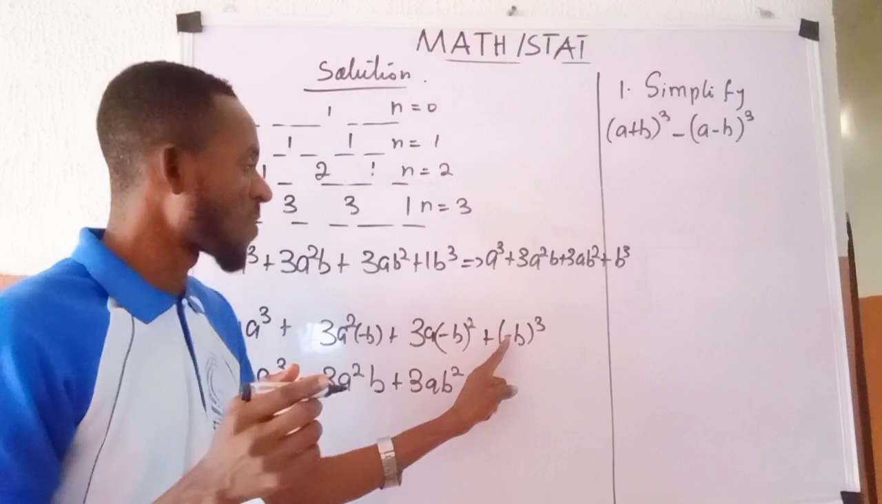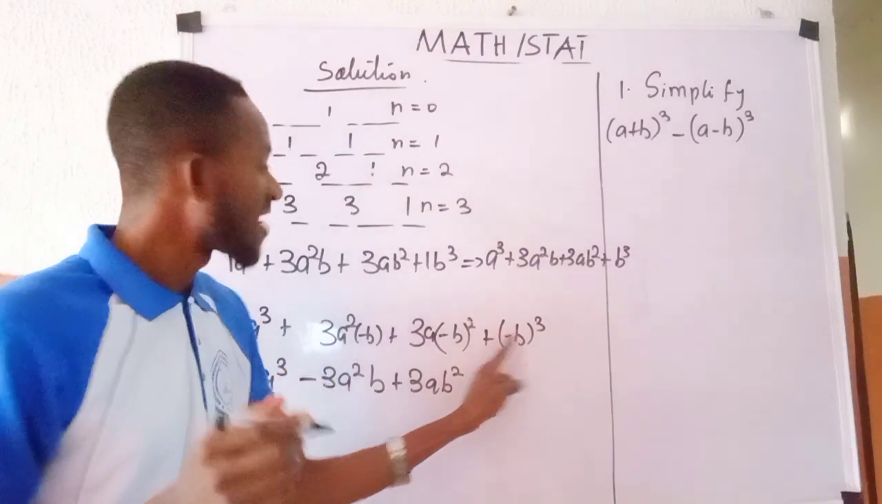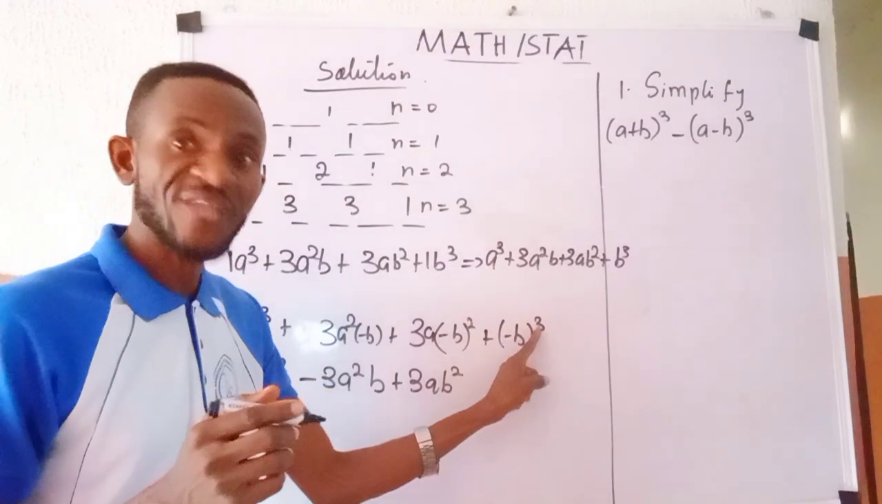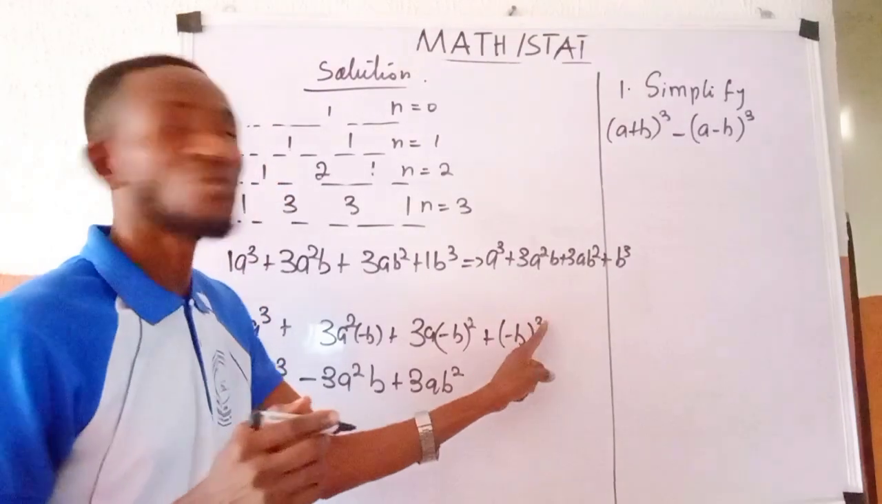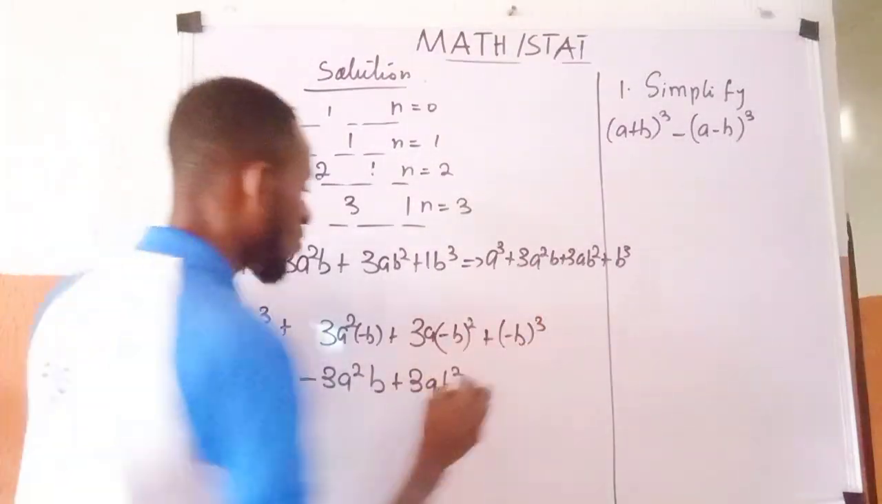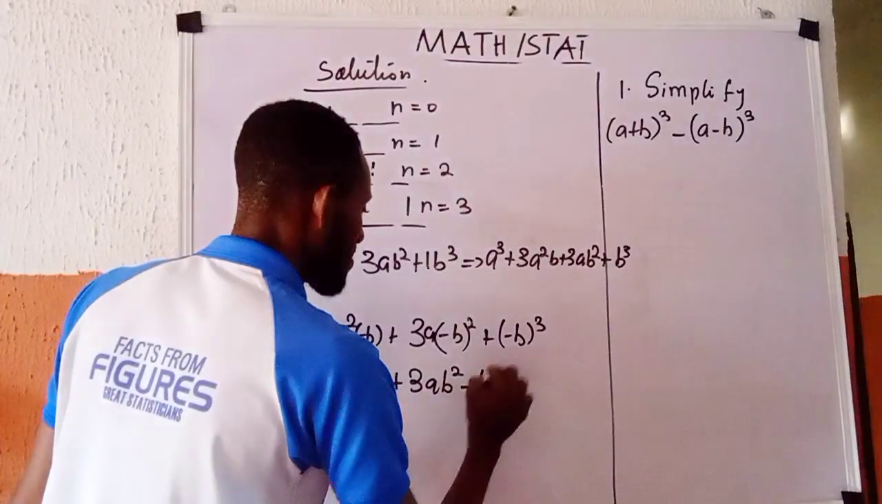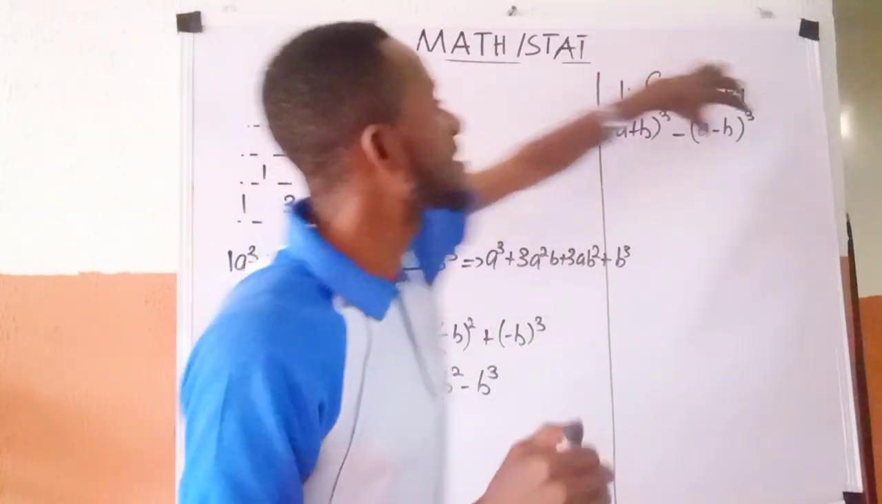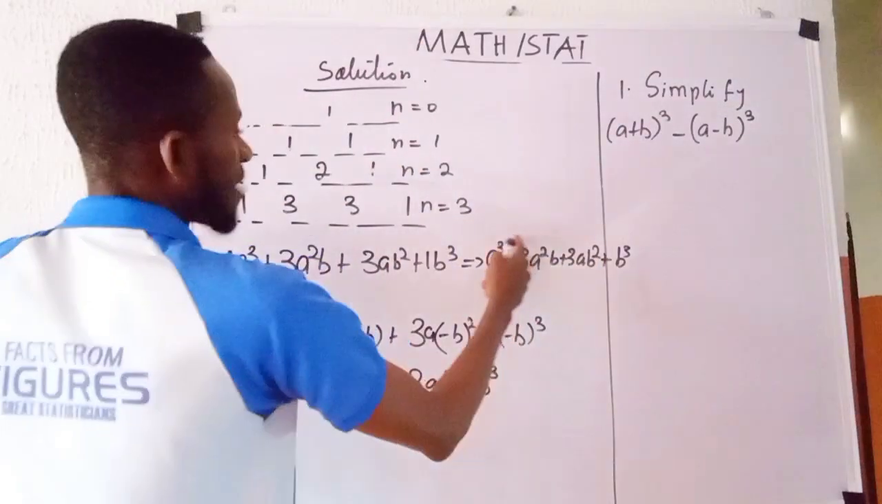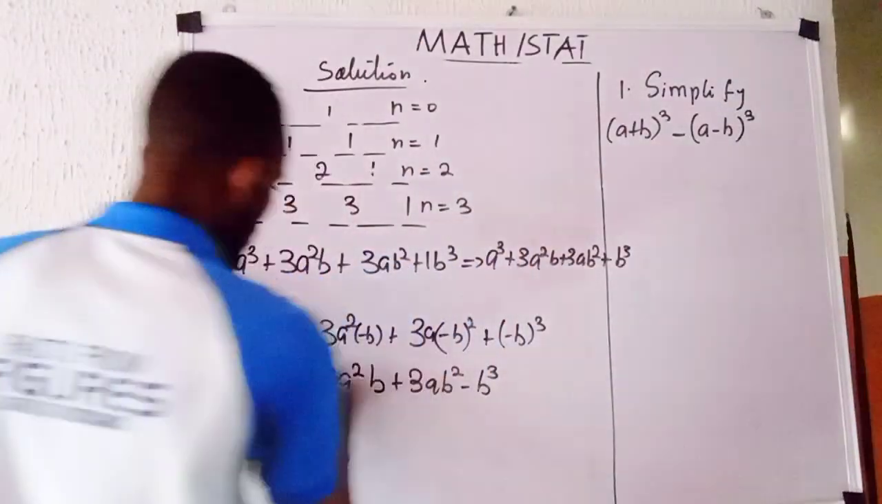Then here I have minus, and here is an odd number, not an even number. So if you say minus raised to power 3, it is still minus. So what I have there is minus B raised to power 3. And we are told to subtract this from this. The first value we got was this, and the second value is this.